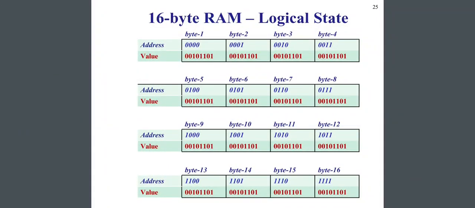There is a 16-byte RAM logical state. Look at this. There are byte 1 to byte 16, and all of them have their own unique address and the same value. Look at byte 1: its address is 0000 and its value is 00101101. Next, byte 2: its address is 0001, value is 00101101. Look at that, all the 16 bytes have the same value. I mistakenly said before that they have their own value, but it is the same value with own addresses. The addresses are unique, not the same.